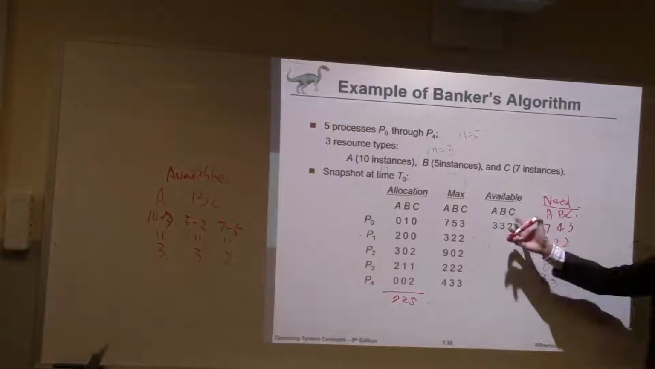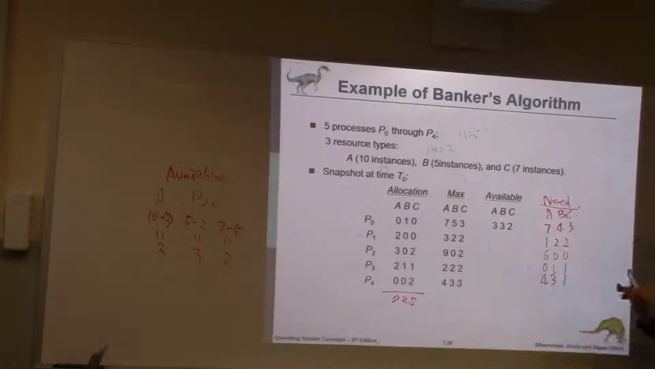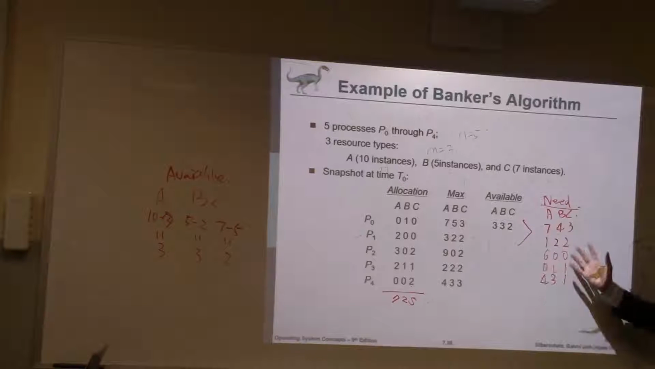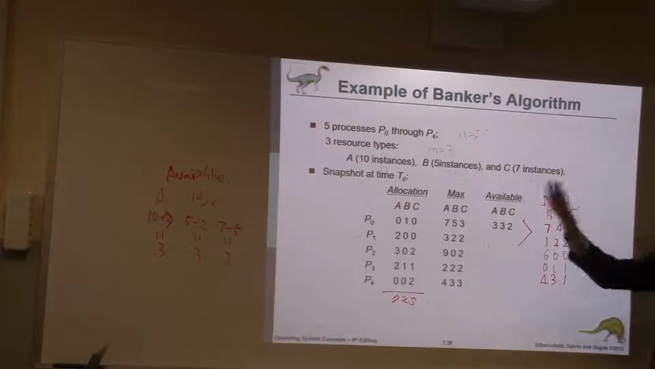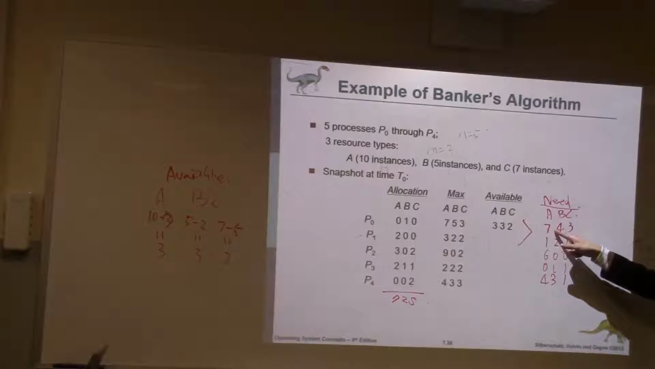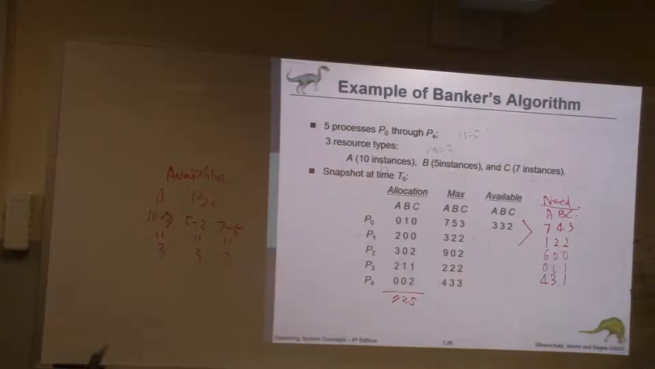The idea is that need should be less than available, right? These are the available resources, and these are the needs to be terminated. So is P0 possible to be terminated? No, it needs 7. And what about P1? Yes, P1 is doable. So we can start P1 first.